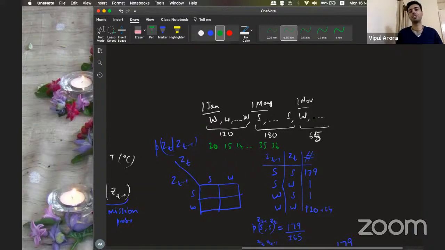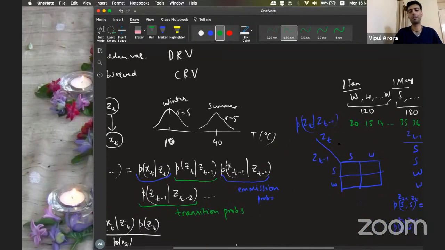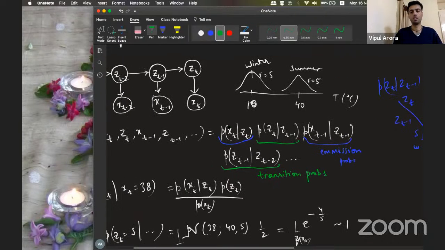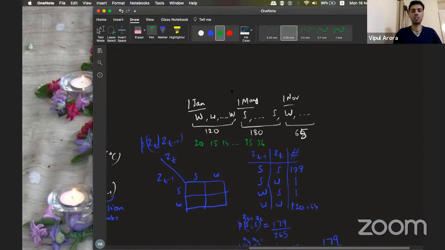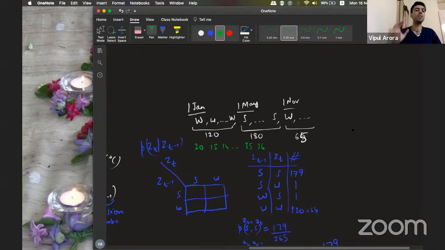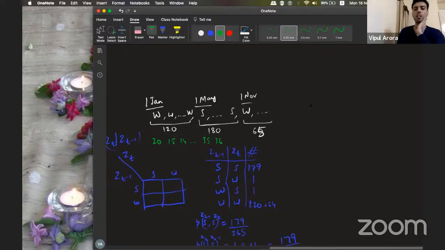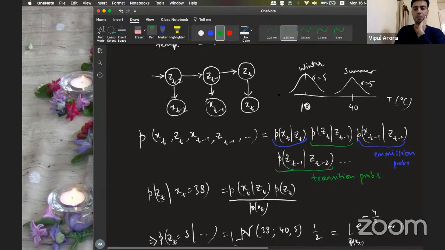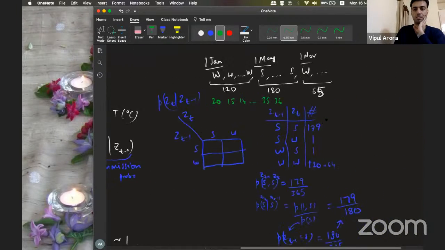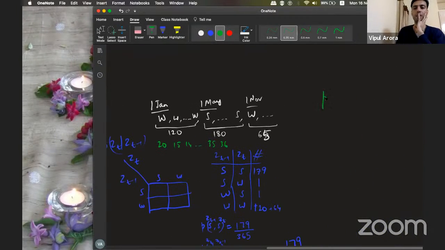These are your observations of seasons. These are your observations of temperature. From here, you want to find out this joint PDF. So now, given this data, can you compute the emission probabilities? Let me say emission probability is green in color. Find out the emission probability of XT given ZT is summers and the probability of XT given ZT is winters.